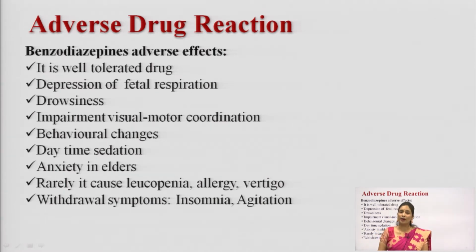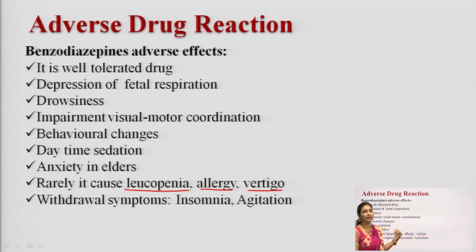If I am talking about the barbiturate, it shows more physiological and psychological depression, and more behavioral disturbances you can see with the barbiturate, but compared to that the benzodiazepine is somewhat less, though it can produce behavioral changes. And if you take this drug, it can cause leukopenia, allergy and vertigo. What is meant by leukopenia? Leukopenia represents a decrease in the number of white blood cells in the blood.